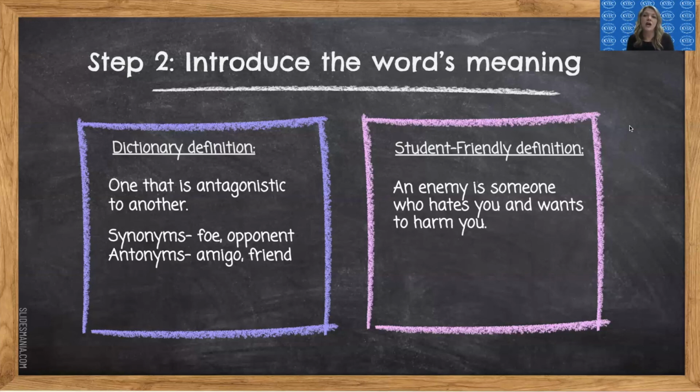If the child does not know what enemy means, do you think they're going to know what the word antagonistic means? Probably not. So that's why you want to put it in student-friendly terms. You might have a kid that could read it, they could read one that is antagonistic to one another, and they could probably copy it down, if they're having to write words and definitions, but are they going to even know what that means? No, they will not. So that's why it's important to give them that student-friendly definition to help with their comprehension.